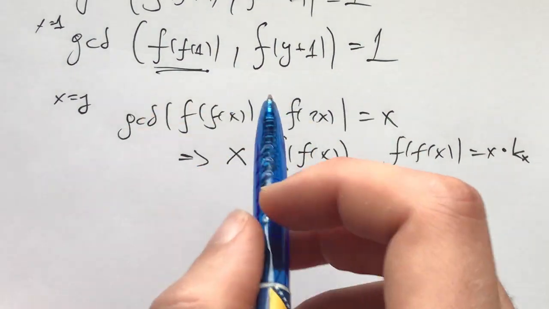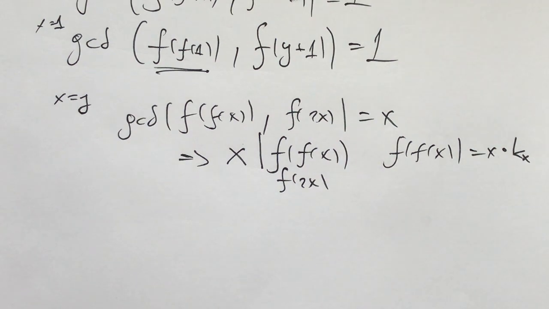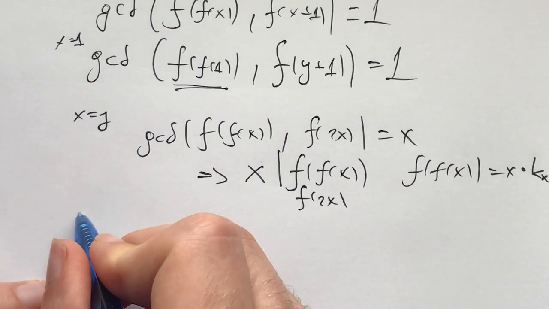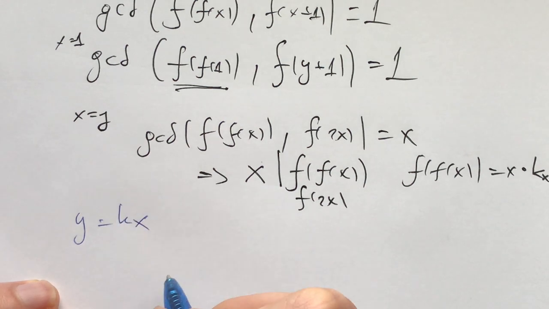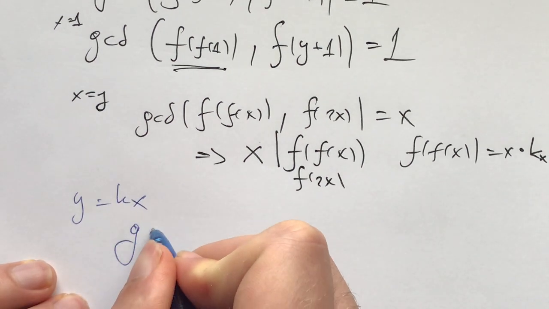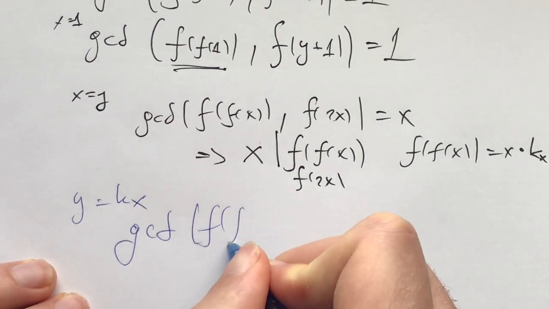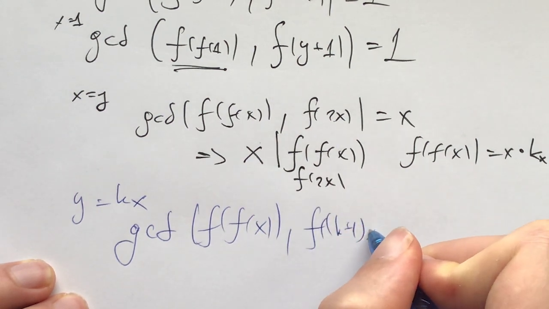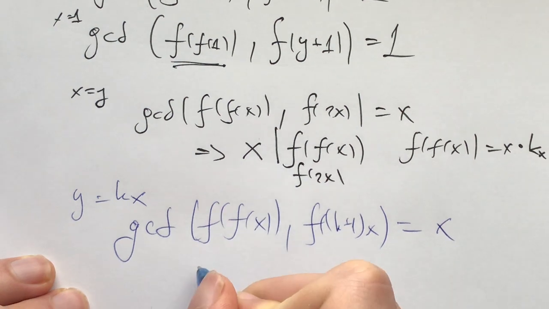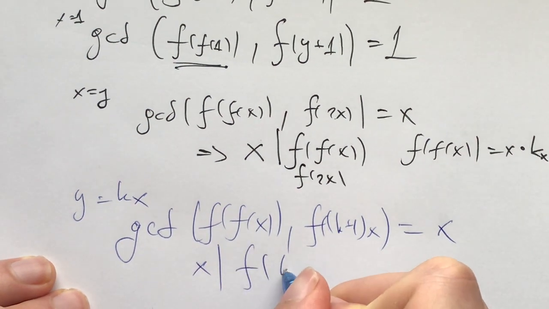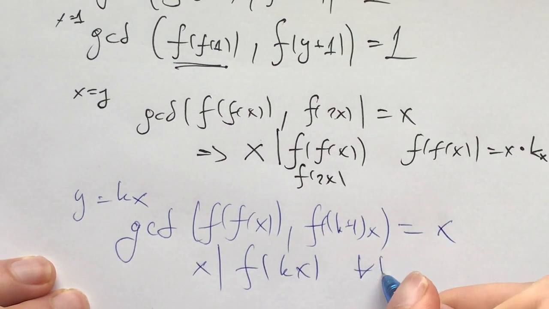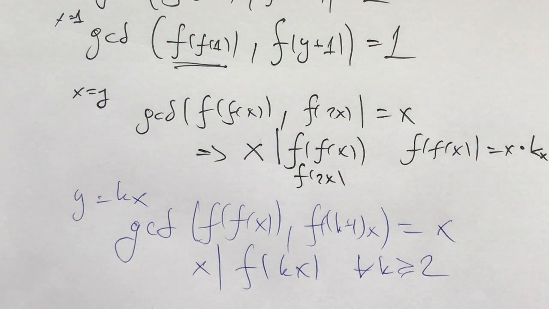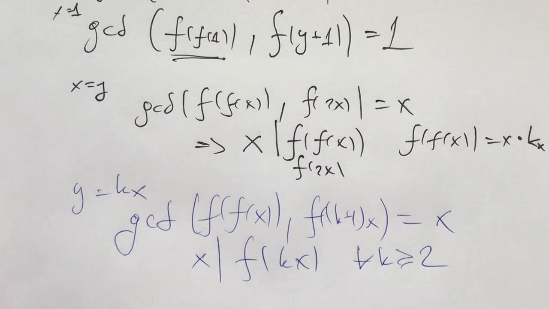So we have this on one side. We have x dividing f of x and f of 2x. We can also plug in y equals kx, and what we will get is that the GCD of f of x and f of (k plus 1)x is equal to x, which means x divides f of kx for each k greater than or equal to 2. Okay, so now we have that as well.